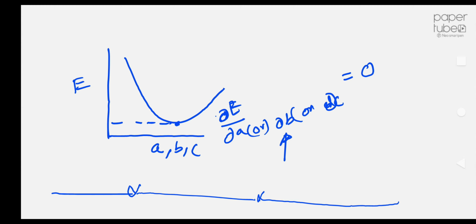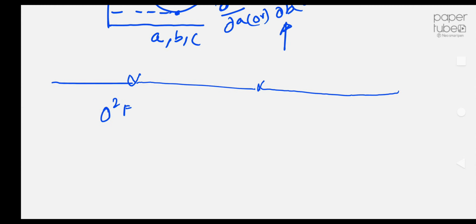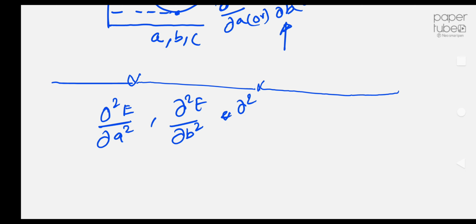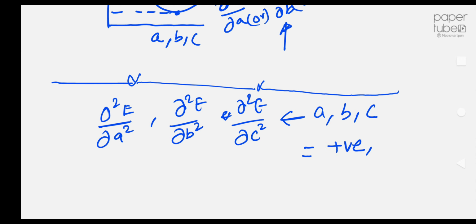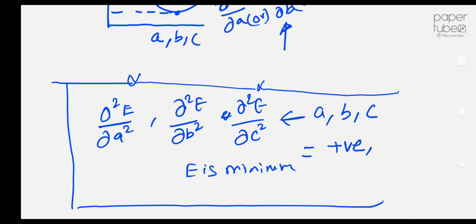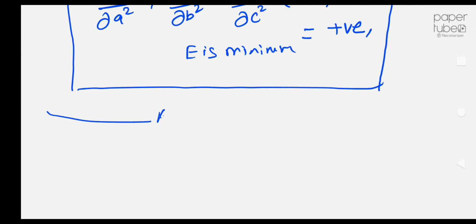And if you want, we can even calculate d squared E by dA squared, d squared E by dB squared, and d squared E by dC squared. Then if we calculate the corresponding a, b and c, and we manage to get some value which is positive, then that means E is minimum. So whatever I said, we are just going out of the topic. So let's continue with the method of least squares. Let's go into the topic.